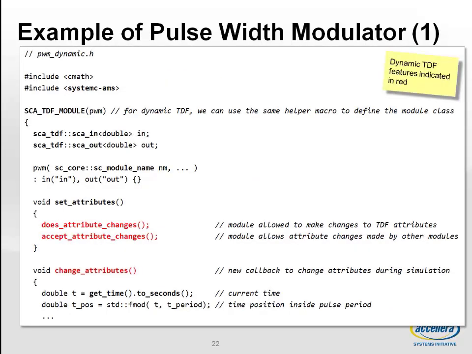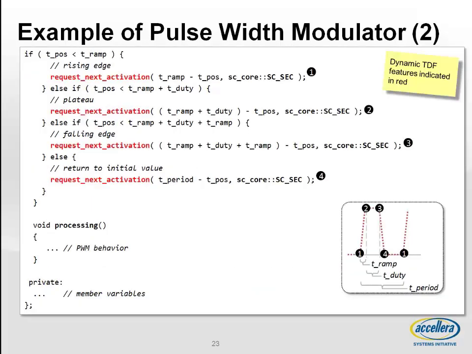Some code snippets for those who are interested to see how it looks. So you see that normal SystemC modules have an SC_MODULE. We have a dedicated TDF module, a macro SCA_TDF_MODULE, where you instantiate your ports and your constructor, and we have dedicated callbacks to set the attributes and also to change the attributes. What I indicate here in red are the ones which are introduced in AMS 2.0.